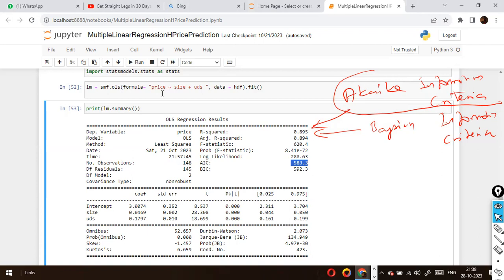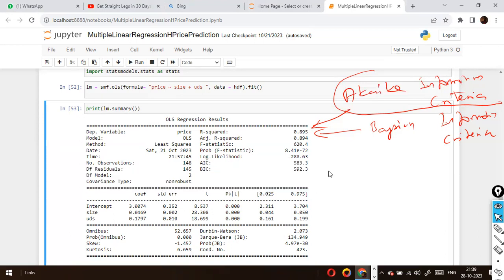So with different sets of input features, we tried fitting the model, but for specific features, for example, size and UDS, the AIC value was less. Hence, we decided this is the best fit model. So this is how we can do the model selection. The lowest Bayesian information criterion value is the best fit for the model, and that is what we decide.